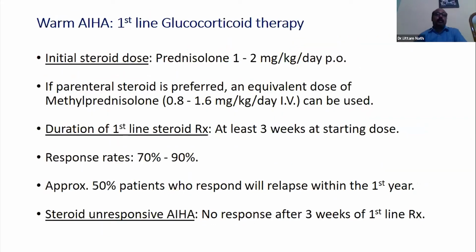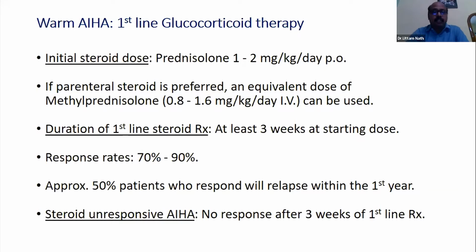Coming to the glucocorticoid therapy, choice of steroid is usually prednisolone, 1 to 2 milligram per kg per day. Higher doses are used in children, like 2 milligram per kg in 2 to 3 divided doses. In adults, 1 to 1.5 milligram per kg per day may be used. If parenteral steroid is preferred, equivalent dose of methylprednisolone may be used. Sometimes in severely ill patients because of massive hemolysis, higher doses of methylprednisolone are also used. Like in children, the dose may be 15 to 30 milligram per kg of intravenous methylprednisolone.